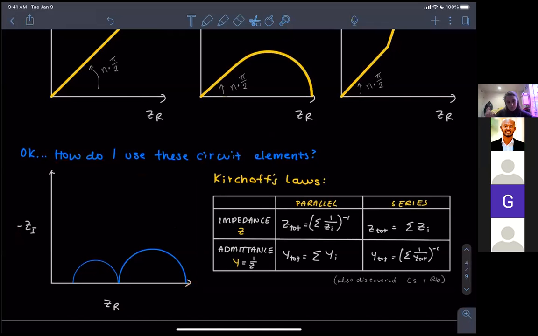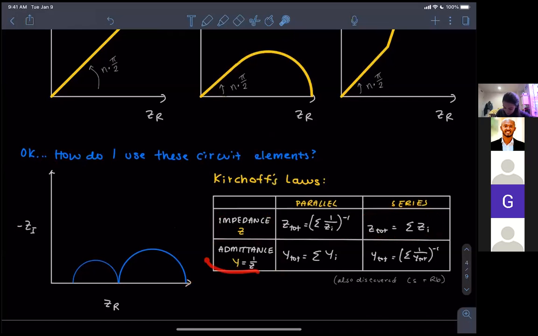Usually these laws will help you understand what happens in parallel and series in circuits in terms of resistance and current and potential. But what I have for you here instead is impedance and admittance. Admittance should be a new word for you. So impedance is what we've been talking about. It's our Z. And in parallel, you're going to essentially add the inverses of each of the impedance elements that are in parallel with one another. And then you take the inverse of that. And then in series, you just add them.